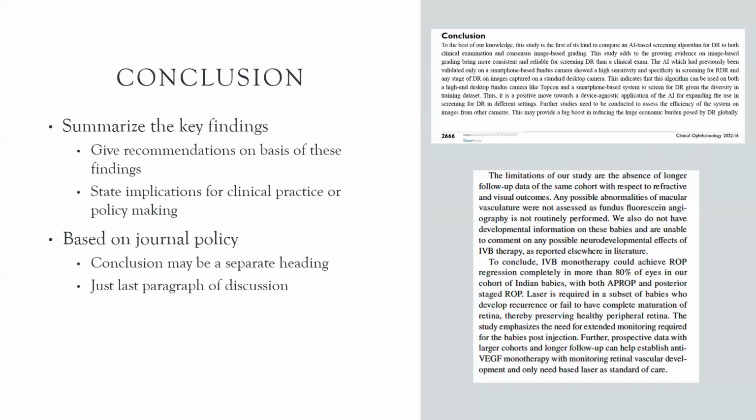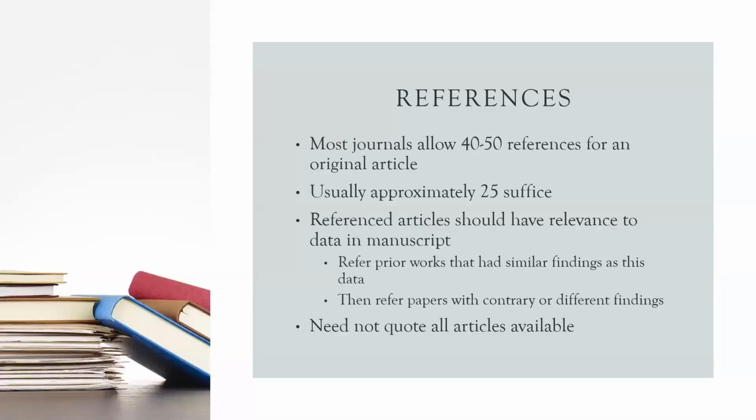Conclusion, it should summarize your key findings, give recommendation on the basis of this, and you can state implications for further clinical practice or policy making. Based on journal policies, you may need a different conclusion as a heading, or it may be just the last paragraph. So here, this is about an AI algorithm for screening for DR. This journal required a conclusion, whereas if you look at this, this is again the ROP article, limitations are absence of longer follow-up and to conclude. So these are at the end of your discussion.